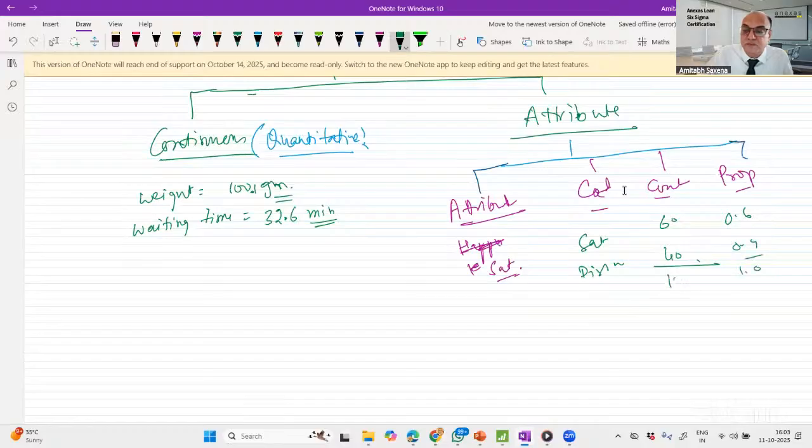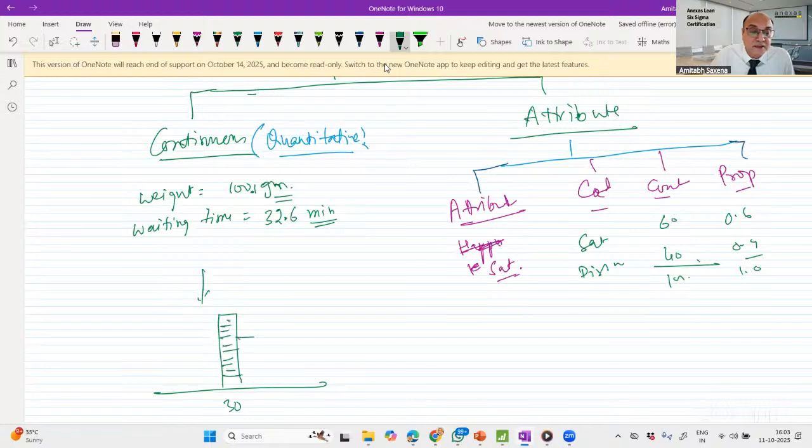Now, please remember, there are certain tools in Lean and Six Sigma. When you are telling about your performance, for continuous data, you will draw a histogram. Histogram means my waiting time is 30 minutes on an average. Most of the people are waiting for 30 minutes. But some people, very few, are waiting between 30 to 35 minutes. Some people are waiting up to 40 minutes, some for 45 minutes. Similarly, this could be 25 minutes, 20 minutes, and 50 minutes.